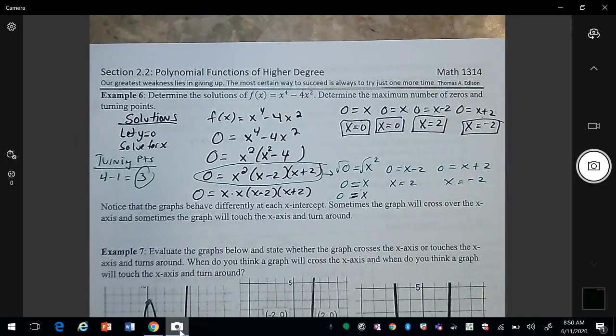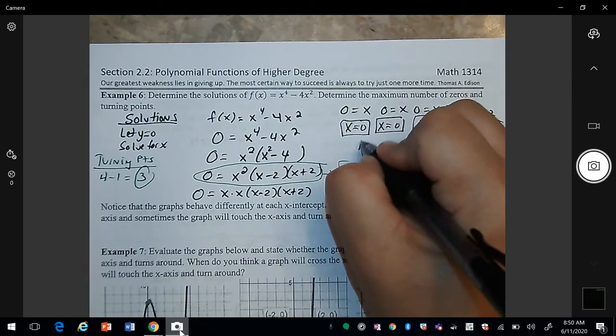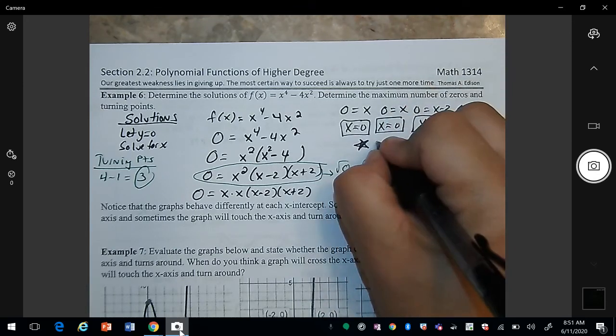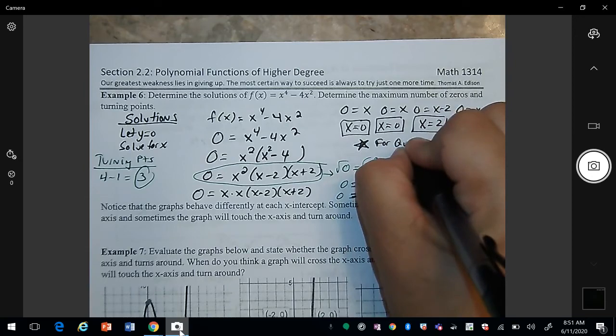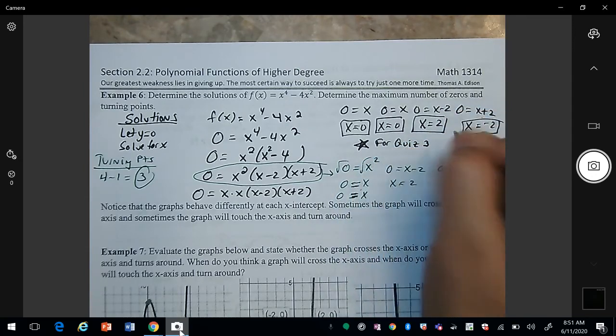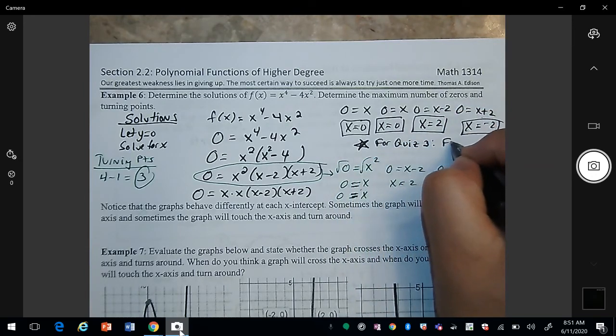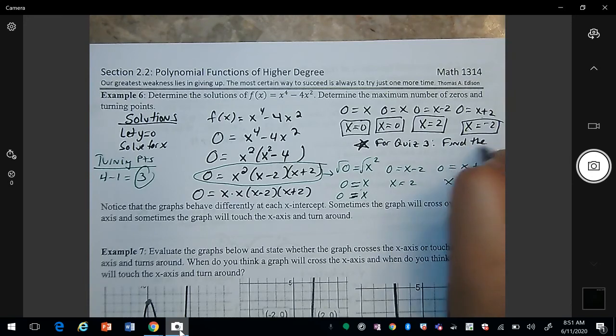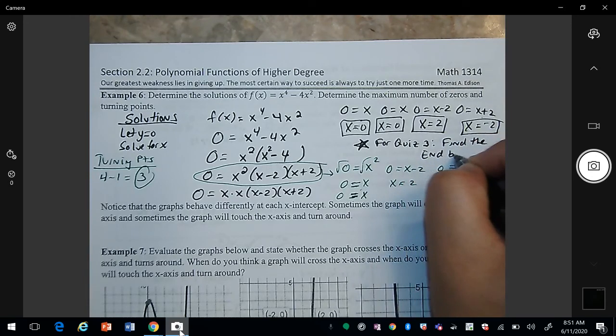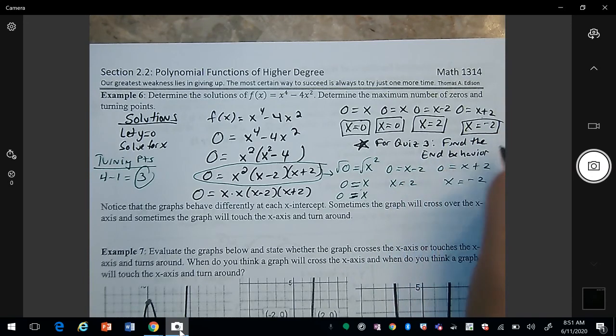Okay. So for extra credit, I'm putting a star here. For quiz 3, find the end behavior for this example. And this is just for 1 point.